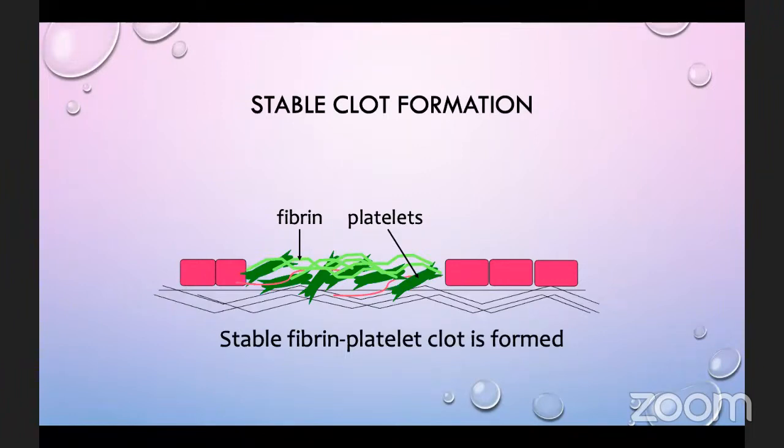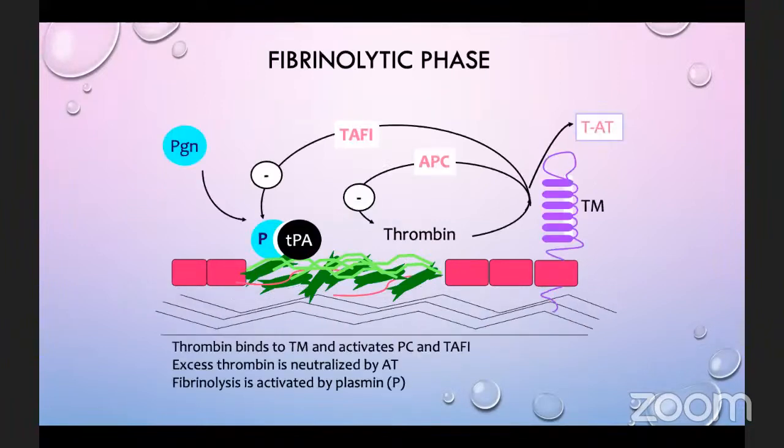So if this process doesn't stop, basically it's a vicious cycle. If it doesn't stop, then the whole vessel will eventually clog up. So therefore, you need some sort of check and balance mechanism whereby you have the fibrinolytic phase.